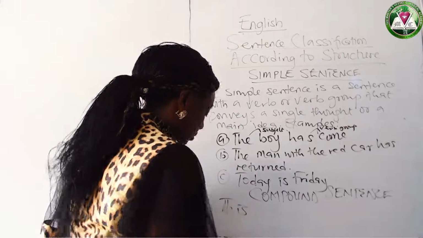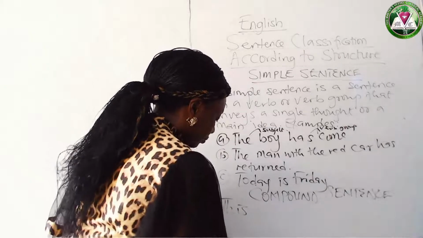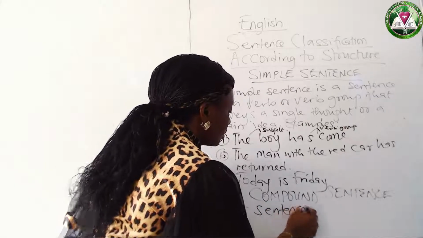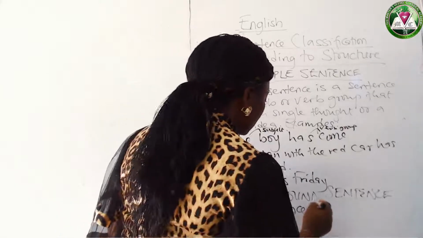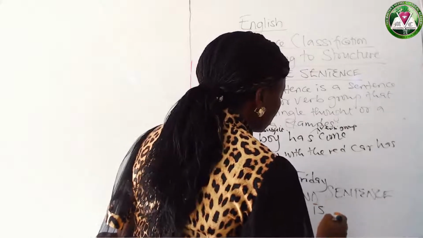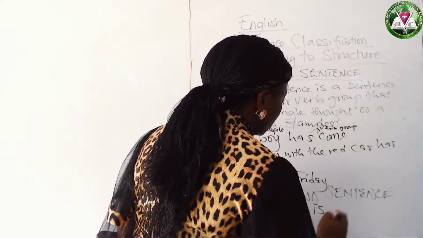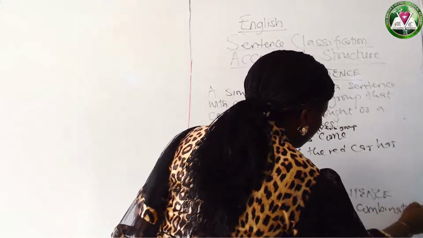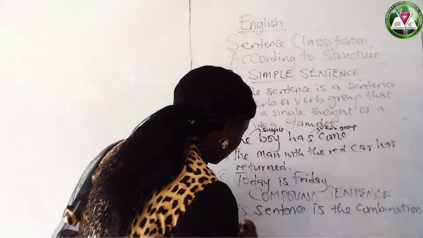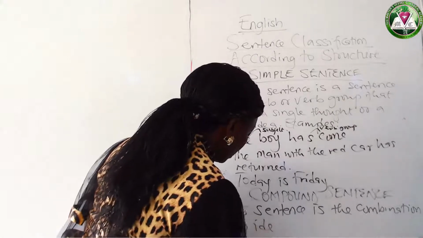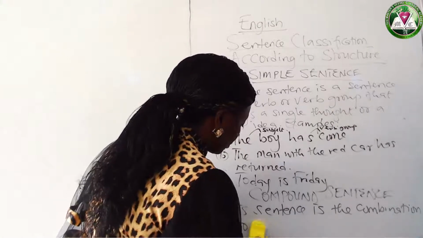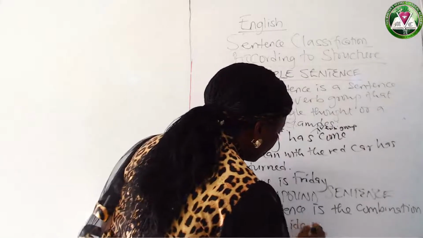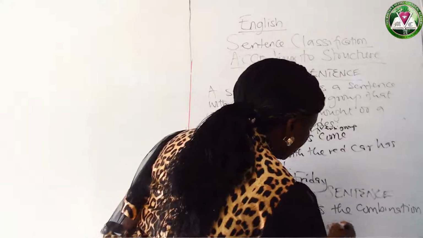So we say, this sentence, a compound sentence, is a combination of 2 ideas, 2 main ideas in a sentence.